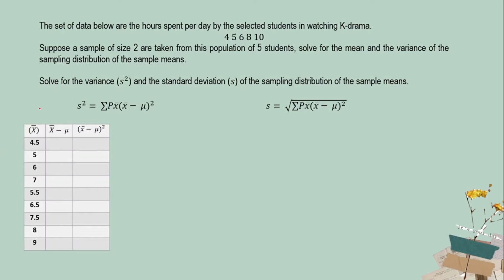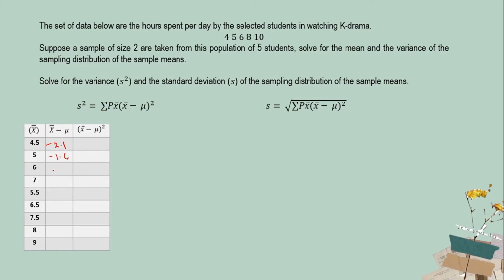Since we're going to solve for the variance of the sampling distribution of the sample means, we're going to use the sample means, which are 4.5, 5, 6, 7, 5.5, 6.5, 7.5, 8, and 9. Yung nakuha natin kanina. Then we're going to subtract the value of μ, or the value of our mean, which is 6.6. So 4.5 minus 6.6 is negative 2.1. Then 5 minus 6.6 is negative 1.6.